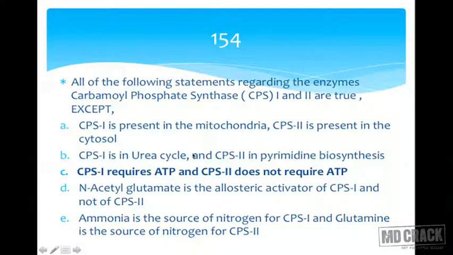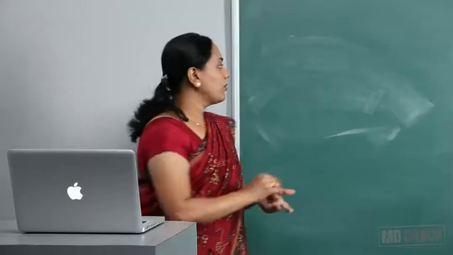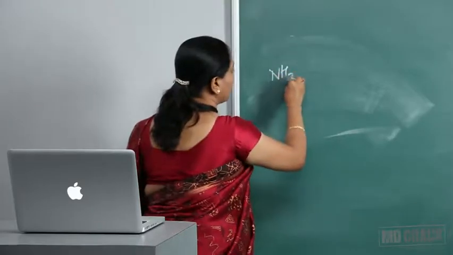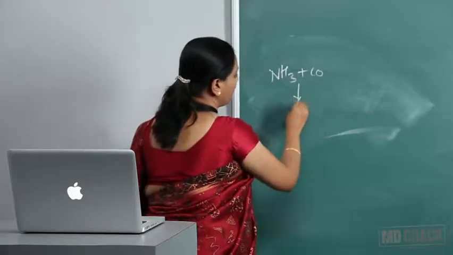CPS2 is present in the cytosol, yes, and that is how the compartmentalization is taking place. CPS1 is in the urea cycle and CPS2 is in pyrimidine synthesis. N-acetyl glutamate is the allosteric activator, yes, but not of CPS2. Ammonia is the source of nitrogen in CPS1, and glutamine is the source of nitrogen in CPS2. Remember, the different sources of nitrogen are usually asked in different questions. CPS1 combines carbon dioxide with ammonia to form carbamoyl phosphate.